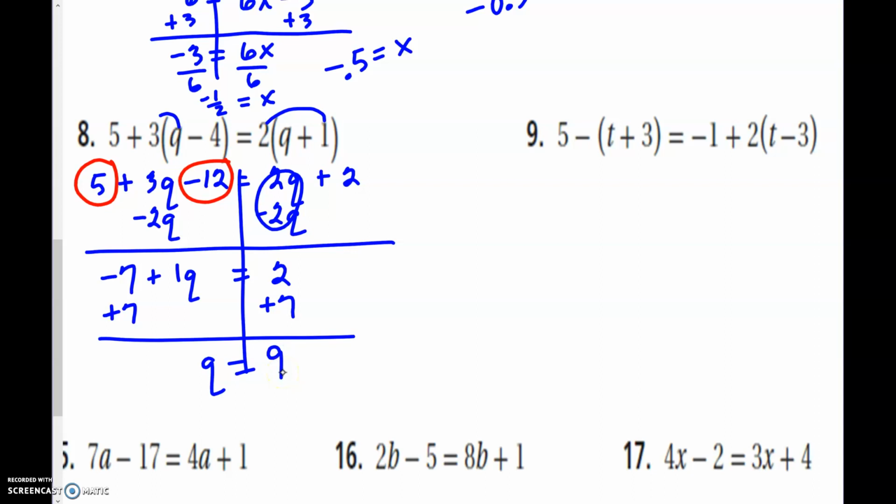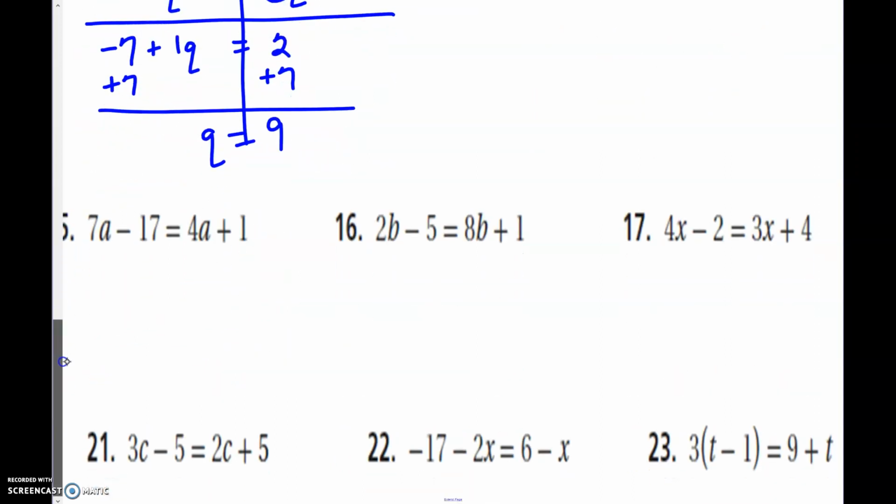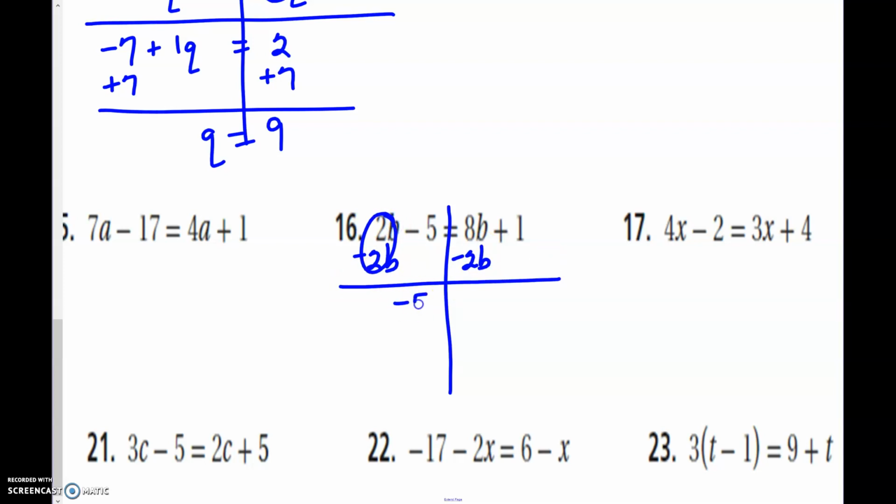All right, we just had 2 problems left here. Number 16 and then 22. Whew, I might not have any room. I might need to rewrite that. All right, let's do 16 here first. All right, I've got letters on opposite sides. I like to move the smaller one, and that's a +2. So what I'm going to do is subtract 2b from both sides. So these are going to cancel, and I have -5 equals 8b minus 2b is 6b.